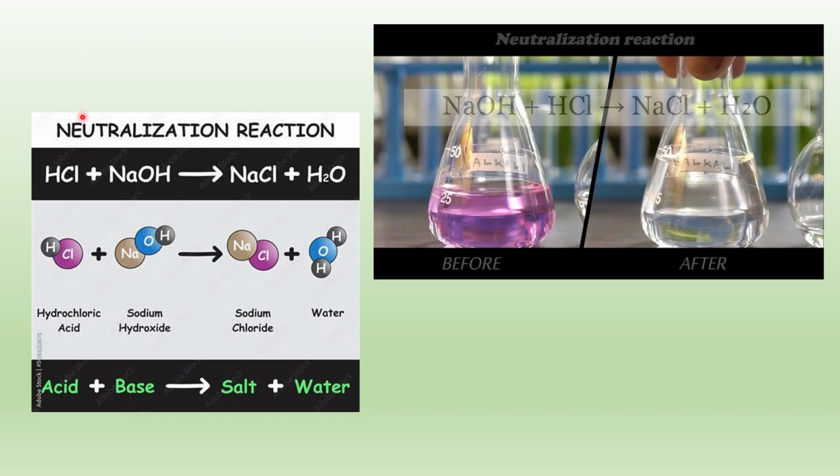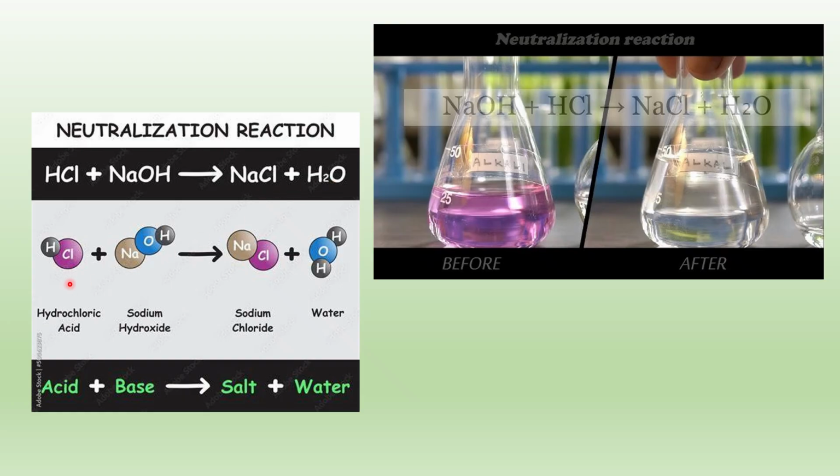Let's summarize neutralization reaction. Neutralization reaction occurs between an acid and an alkali. The acid is HCl, the alkali is NaOH, and the product of this reaction is salt, NaCl, and water.